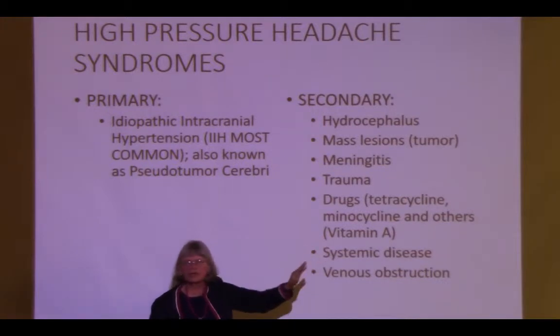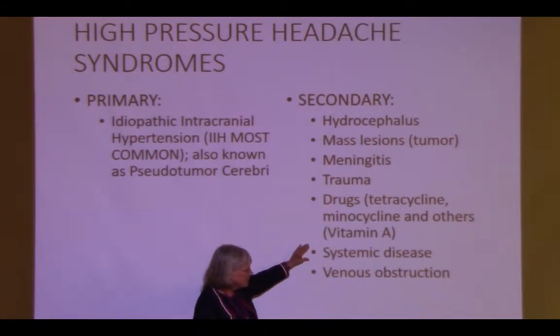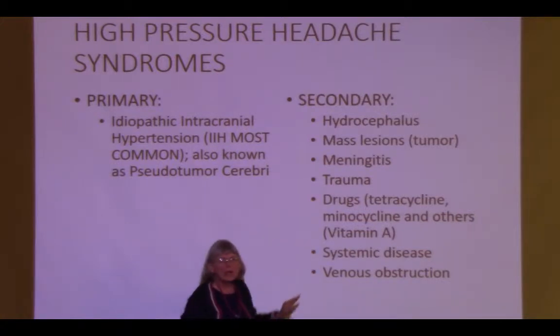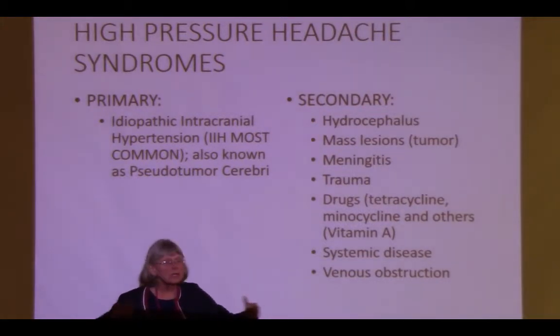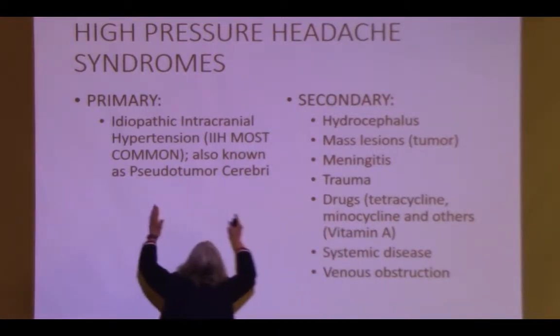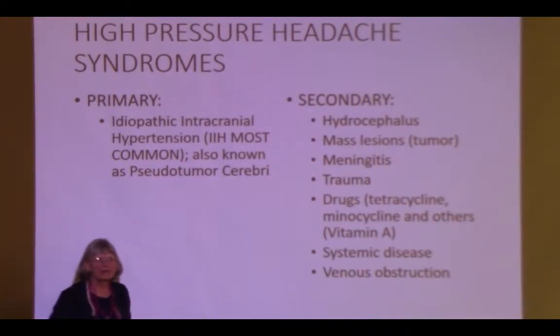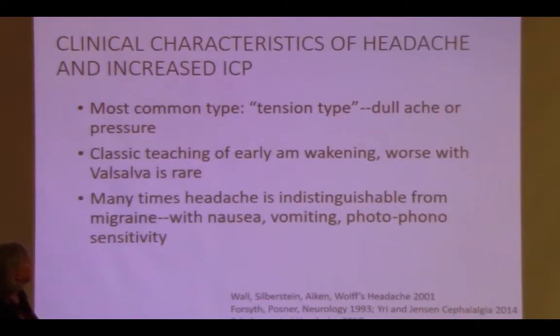Polar explorers in the early days, when they would eat polar bear liver, would come down with high pressure headaches. There are certain systemic diseases that can do it, and then if you obstruct your veins, venous sinus thrombosis, if you aren't getting rid of that spinal fluid, your pressure can go up. But all these secondary causes are not as common as this condition, idiopathic intracranial hypertension, which means that there's no cause to it that we understand except for obesity and maybe genetics. And we'll talk more about the causes.